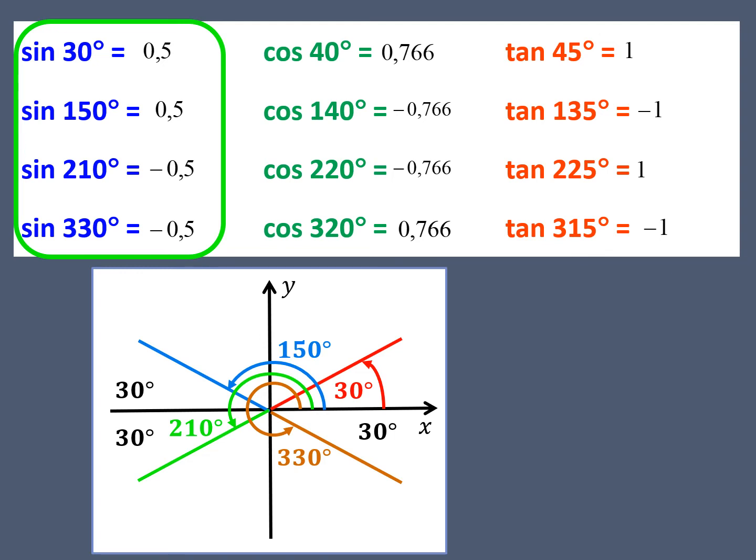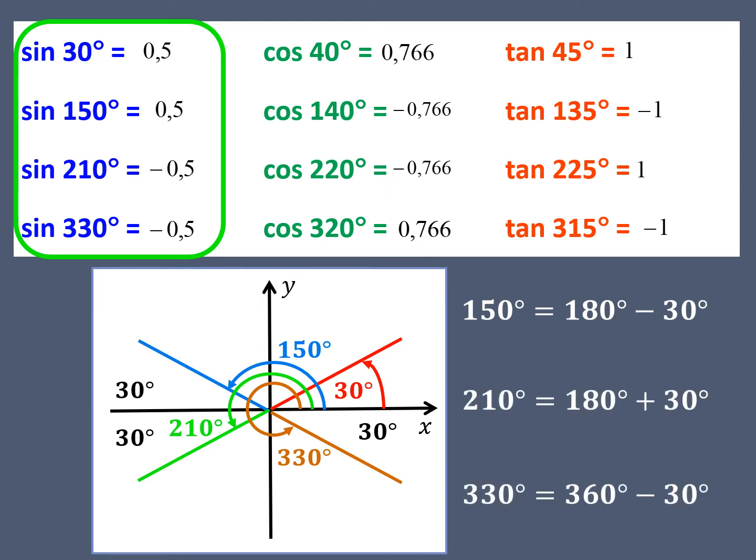If I look at the second column, all of those angles are exactly 40 degrees away from the x-axis. And in the last column, they're all 45 degrees away from the x-axis. If I want to calculate 150 degrees, I can go 180 degrees minus 30. 210 degrees will be 180 plus 30, and 330 degrees will be 360 minus 30. So 30 is coming up in each of those equations. So it's this middle part in the green block that I want to have a look at, because those are going to give me my rules that I'm now going to add to my cast diagram.